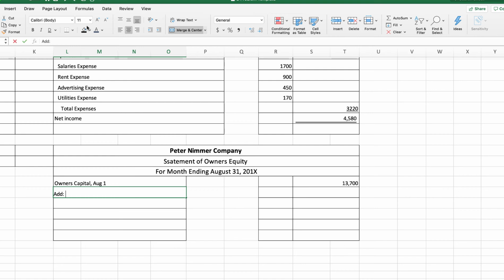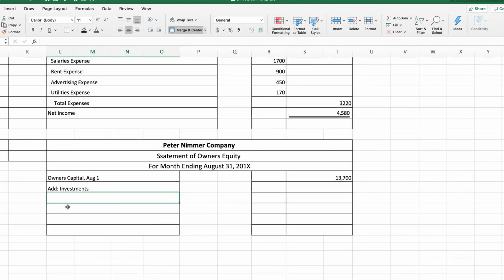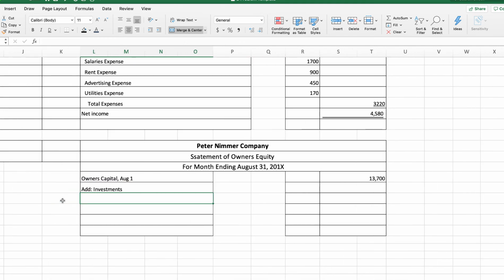Okay, so we're going to add investments, and we're also going to add net income, because net income increases owner's capital.